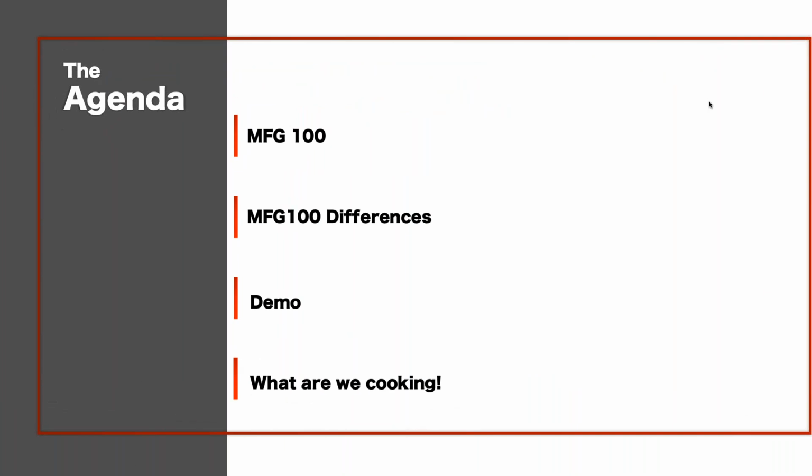Going through the agenda today, just to make sure that we stay on track, we're going to talk about the Manufacturing 100 piece as a whole. We have about 10, 15 minutes split out today. It's probably going to go closer to 15 to 20, to be honest, because I will be demoing as well. We're going to talk about some of the Manufacturing 100 differences. We're going to have that demo, as I just alluded to, and then what we're cooking, what's coming up in the next release, some of the key features that I think everyone's going to be really excited for.